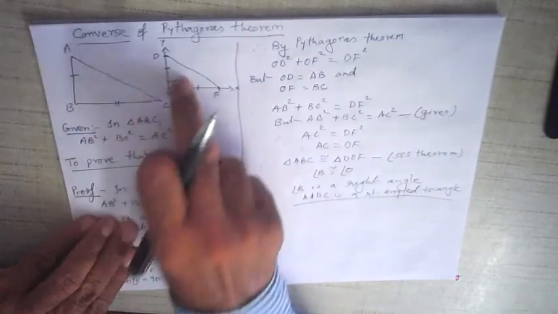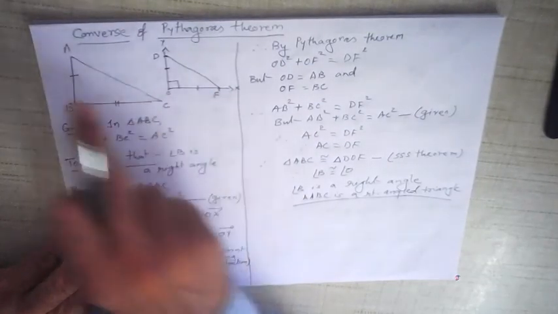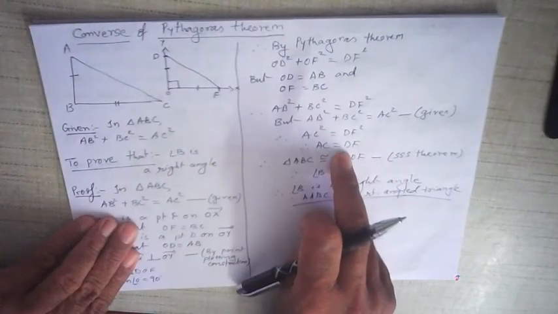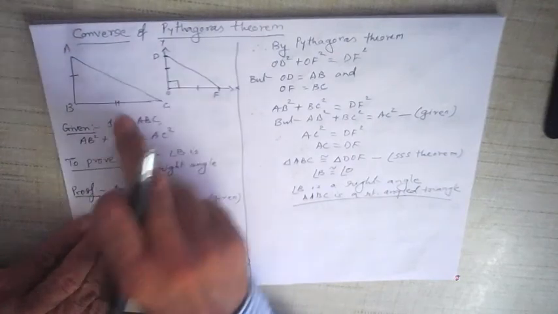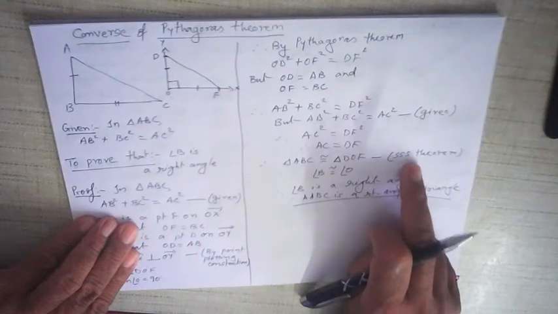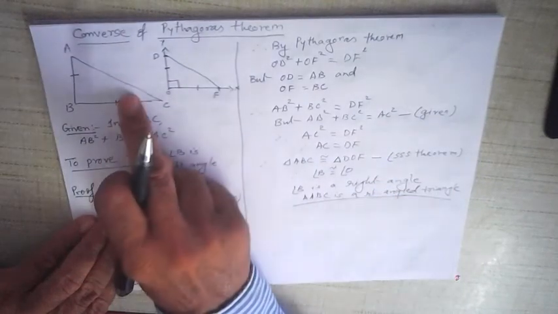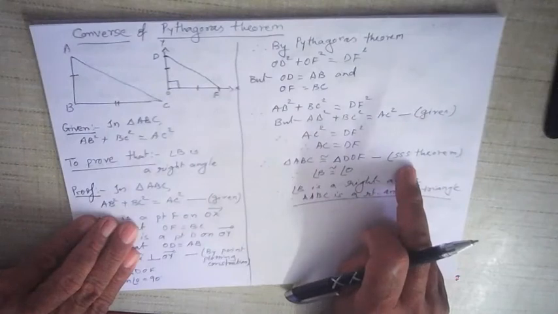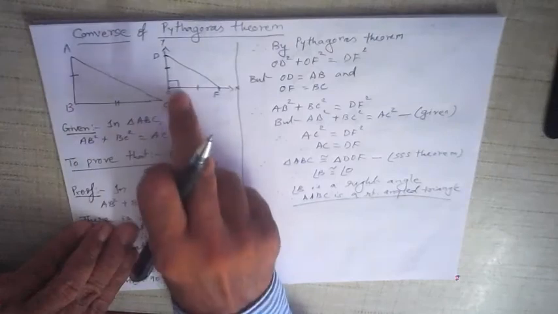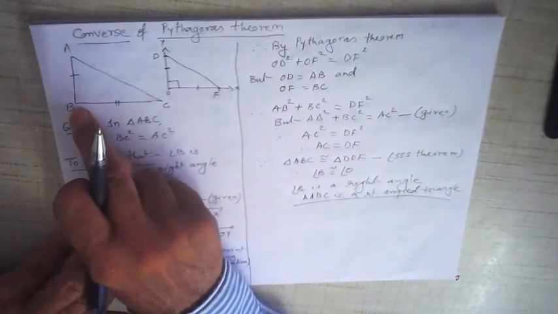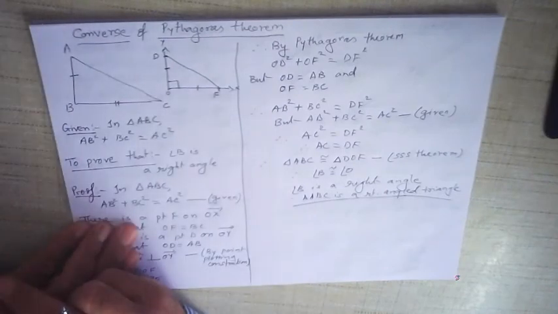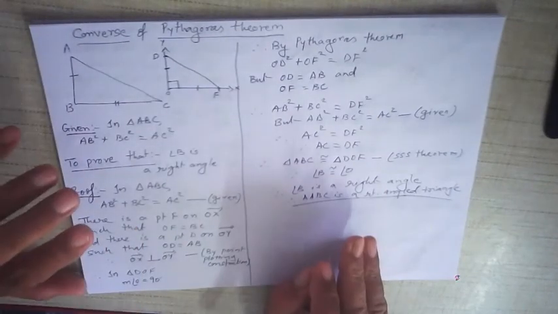So if you compare the two triangles, all three sides are equal. AB is equal to OD, BC is equal to OF, and we have proved that AC is equal to DF. So if all three sides are equal, then the triangles are congruent by which theorem? By side, side, side, SSS theorem. If the two triangles are congruent, then their corresponding angles must also be congruent. So angle O corresponds to angle B. So if angle O is a right angle, then angle B is also a right angle. So that means angle B must be a right angle, or triangle ABC is a right angled triangle. This is called converse of Pythagoras theorem.